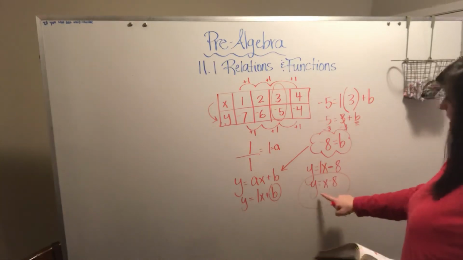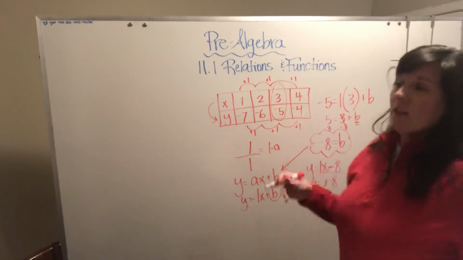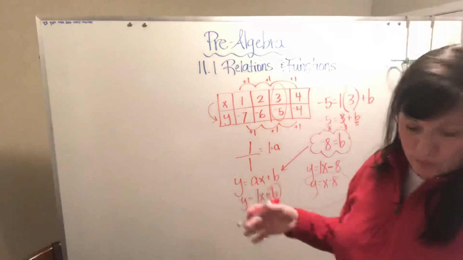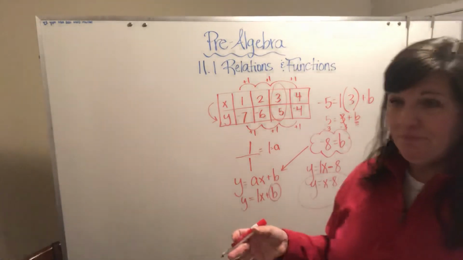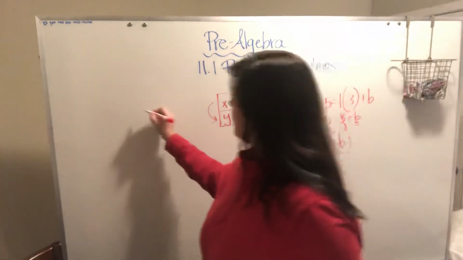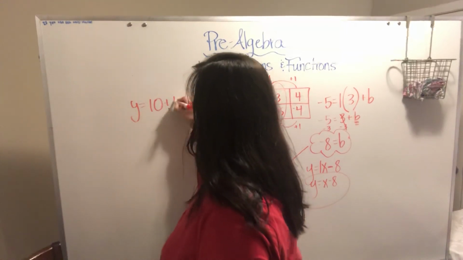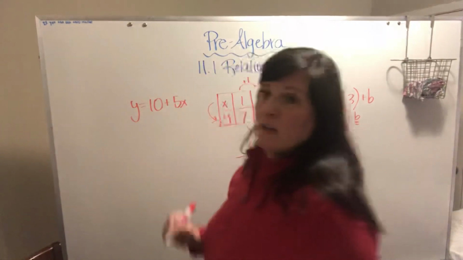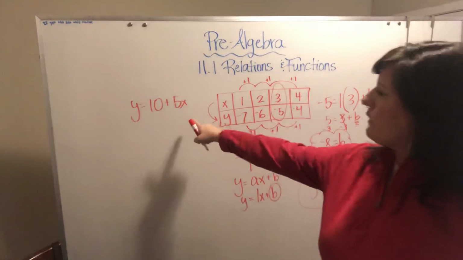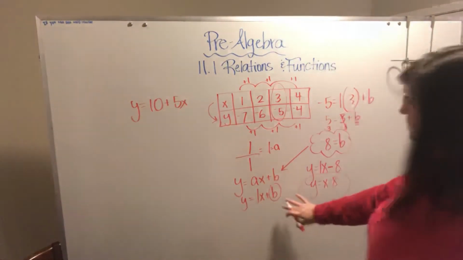A function rule looks like y equals x minus 8. You'll recognize it looks like a formula. Back when we did our puzzle problem, we had that function rule. It was y equals 10 plus 5x, right? Remember that? That was our function rule. Whatever we plugged in here would give us the y. That's what we're learning here.